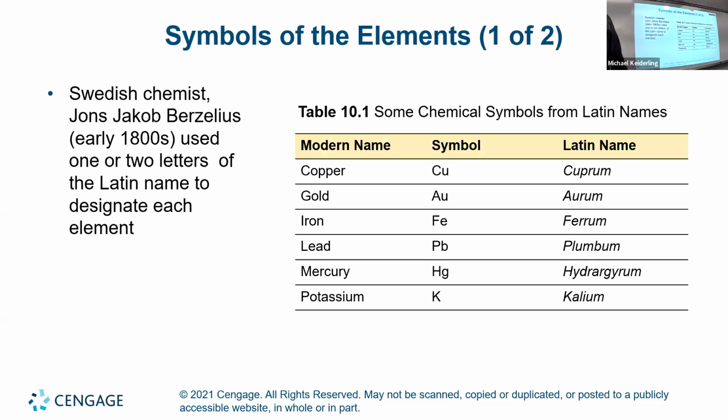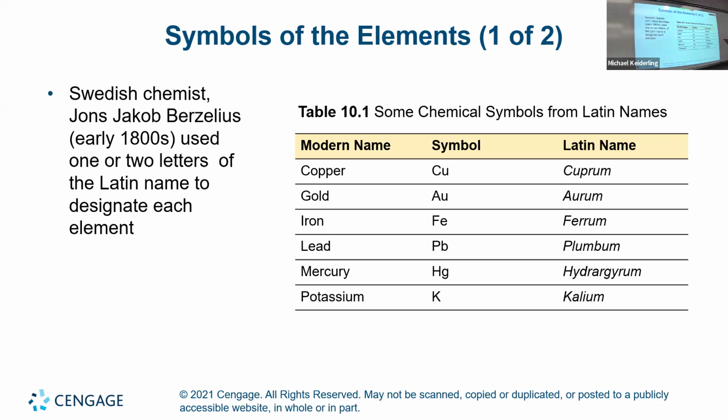So it turns out that there are, I don't know, 100-odd elements. There are 90 or so that are naturally occurring on Earth. And we can identify separate elements, and different elements have different nuclei, basically. So the Swedish chemist, Jöns Jacob Berzelius, in the early 1800s, used 1 or 2 letters of the Latin name to designate each element.